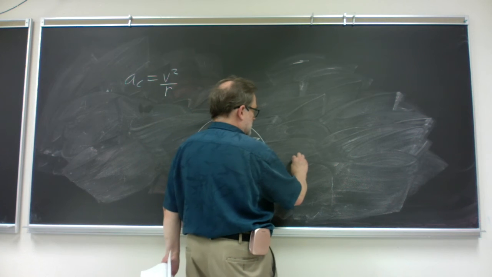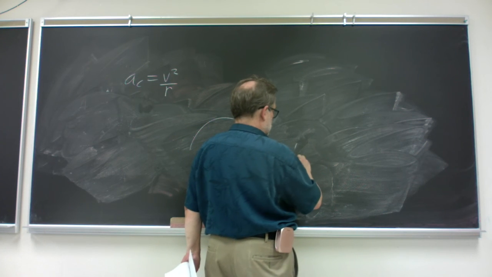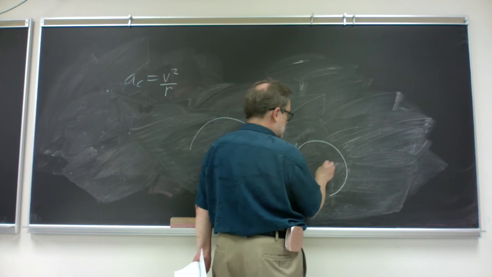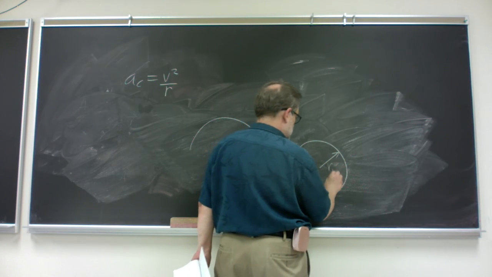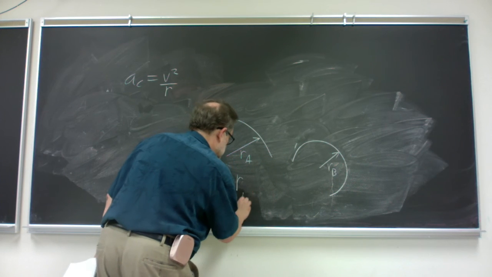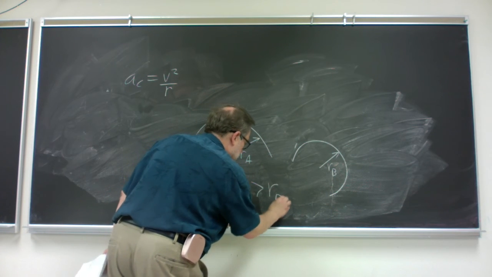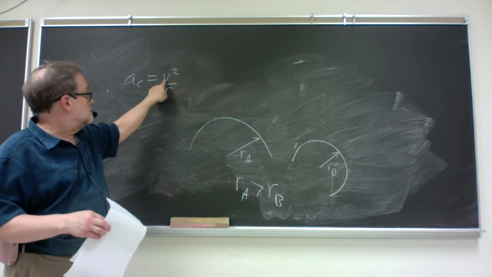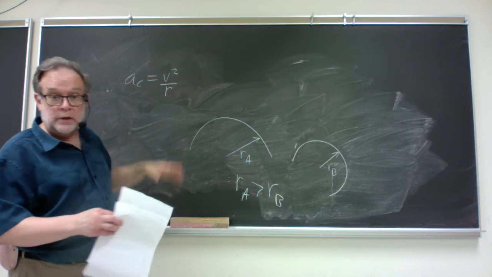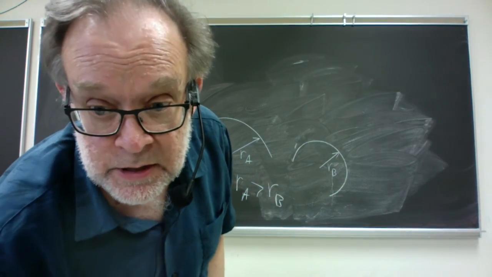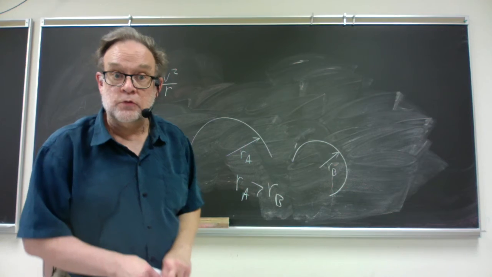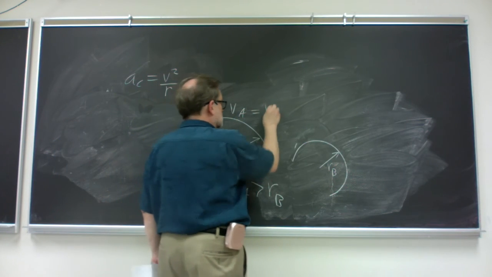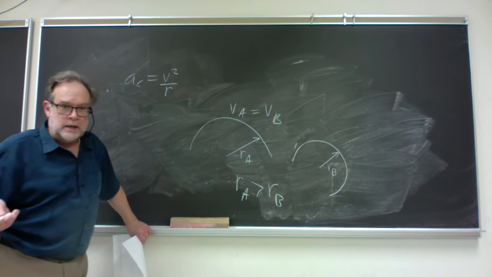and then B is moving on a circular path with a much smaller radius. Radius A is bigger than radius B. And now this time, let's say that they both have the same speed. So only the radius of their paths is different for the two cars. And again, do the same thing.